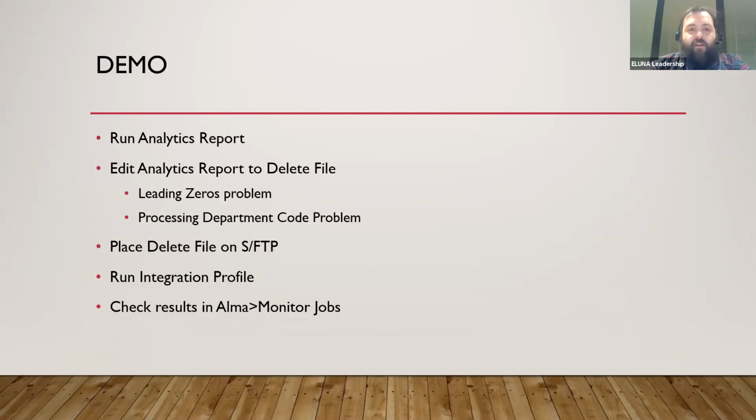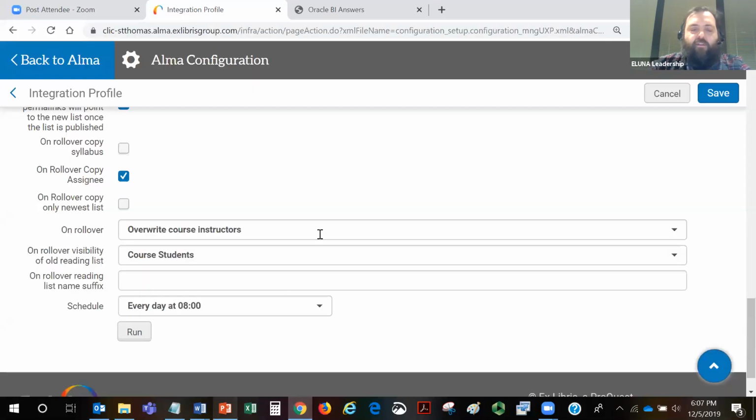So here's what I'm going to do in my demo. It's about 5 easy steps. You run an analytics report, you edit this analytics report into a delete file. There's a few problems here I'll talk about. There's a leading zeros problem where Excel likes to remove those, and then there's a processing department code problem that happens to me. I'm not sure it will happen to you, but I'll tell you about that too. Then once you've got your file ready and you're confident, you place that on the SFTP, run the integration profile, which is the run button at the bottom of it, and then you can check results in Alma under monitor jobs. So I'm going to jump out into Alma and give this a go.